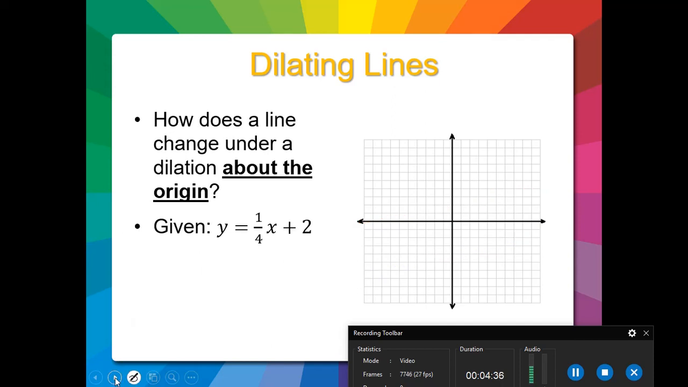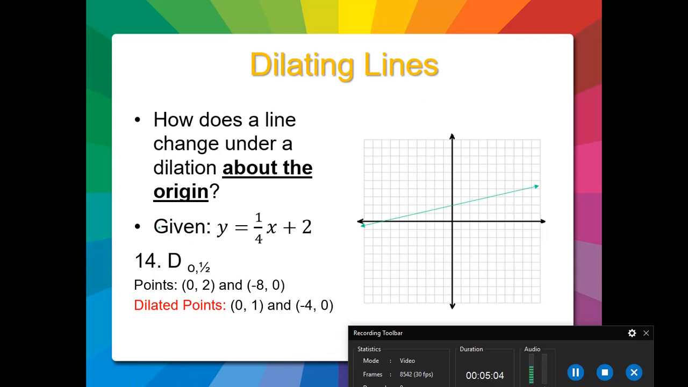Let's start with our same line and dilate about the origin with a different scale factor. This time we're going to use a scale factor of 1/2. So I've selected 2 points on the line. They can be any 2 points, but since I'm using a scale factor of 1/2, I'm selecting points that have x and y coordinates that are multiples of 2. So when I dilate, I'm multiplying both the x and the y by half to get 0, 1 and negative 4, 0.